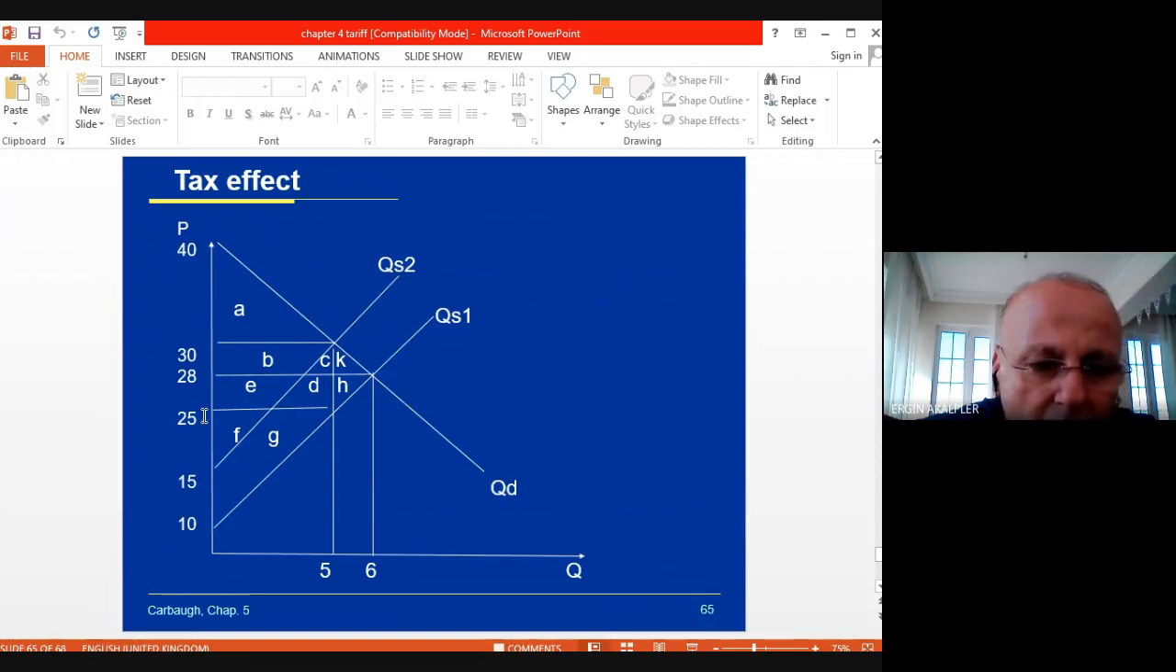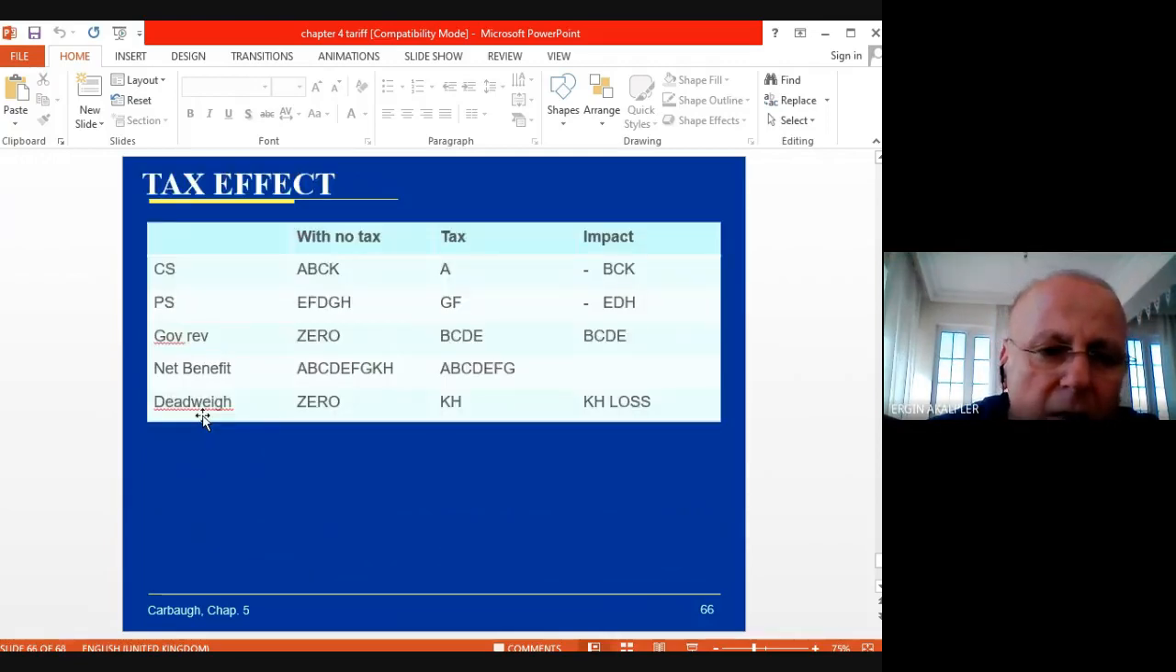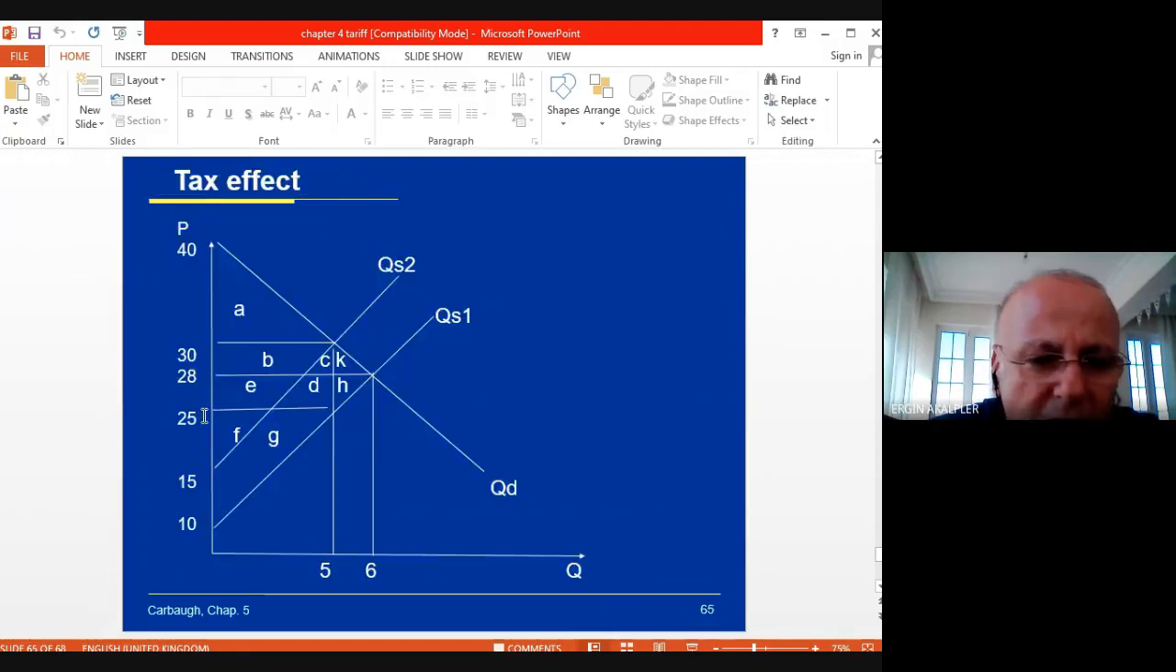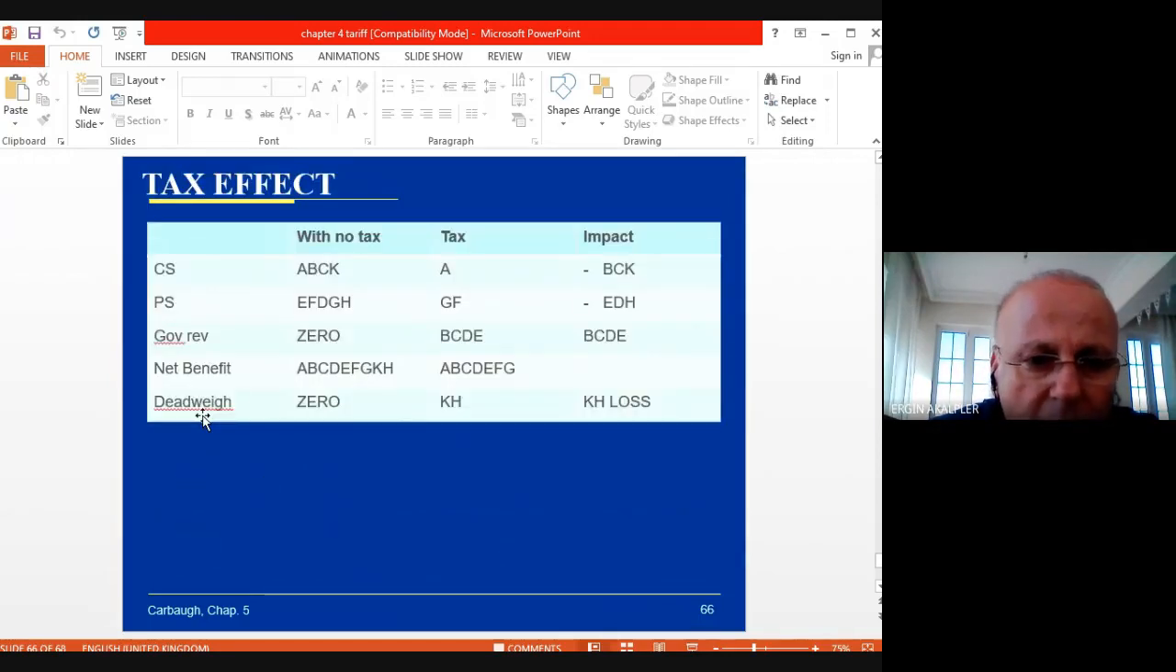In the first place, the equilibrium was 28 and 6, and in the second it goes to 5 and 30, and the intersection points are 15 and 10, and above is 40. Then we can now calculate the surpluses again. Let's see the tax effect here. With no tax, ABC is the consumer surplus.